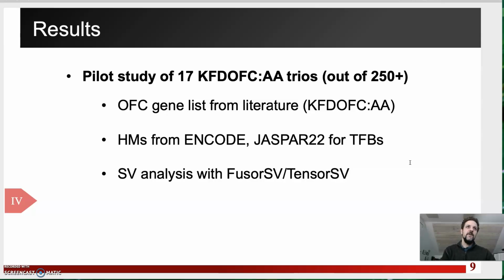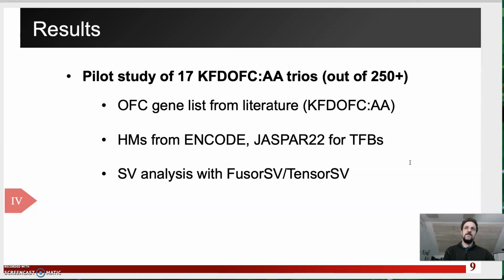To test our framework and develop it, we looked at the Gabriella Miller Kids First oral facial cleft Asian and African trios. This was around 250 trios. The child has the phenotype, and typically most of the parents don't. We then derived a gene list from that exact same literature for the scientists that generated that DNA sequencing.